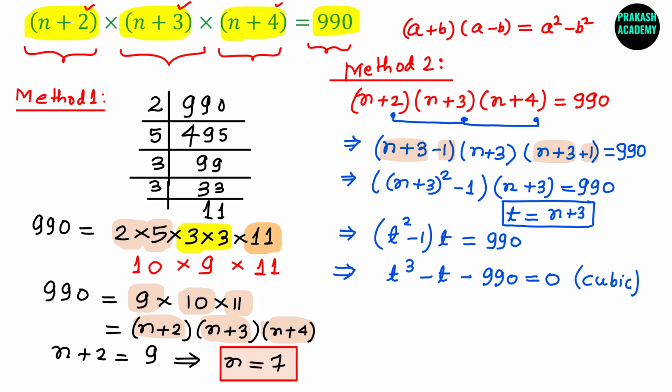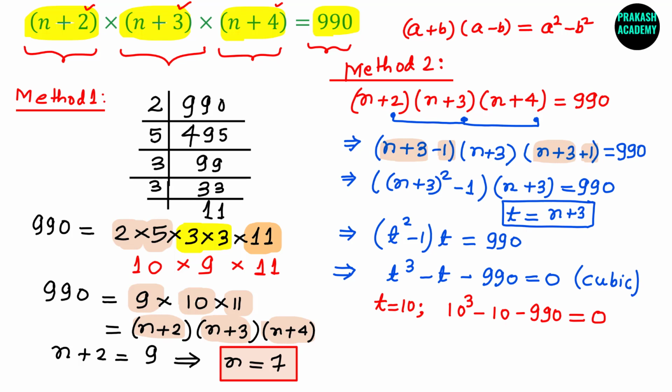And if you remember, in case of a cubic equation, one solution we can find using the guess method or hit and trial method. In this case, if you put t is equal to 10, let us see what happens. We will have 10 cubed minus 10 minus 990. That is 1000 minus 10, that is 990, minus 990, and this is equal to 0. This means 10 is a solution of this equation.